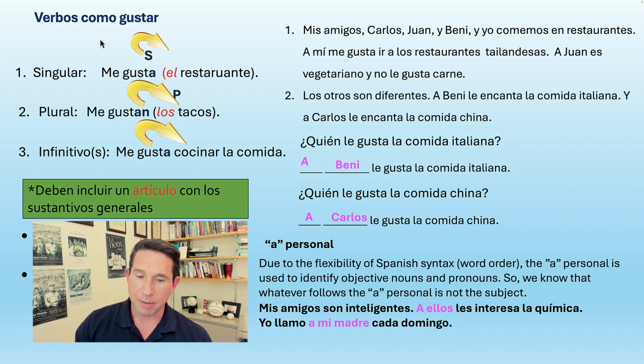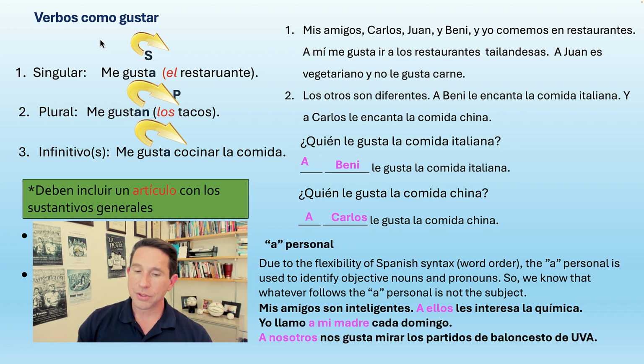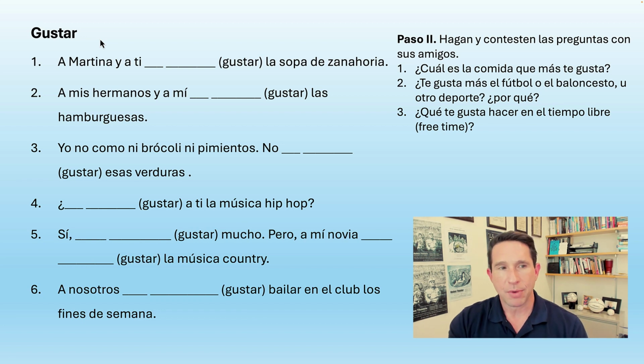Yo llamo a mi madre cada domingo. That's just another use of a personal. A nosotros nos gusta mirar los partidos de baloncesto de UVA, right? Okay, I don't know if you guys have a team or not, so sorry I didn't update that, but here we go. Más práctica. Okay, so tenemos gustar con 6 oraciones diferentes.